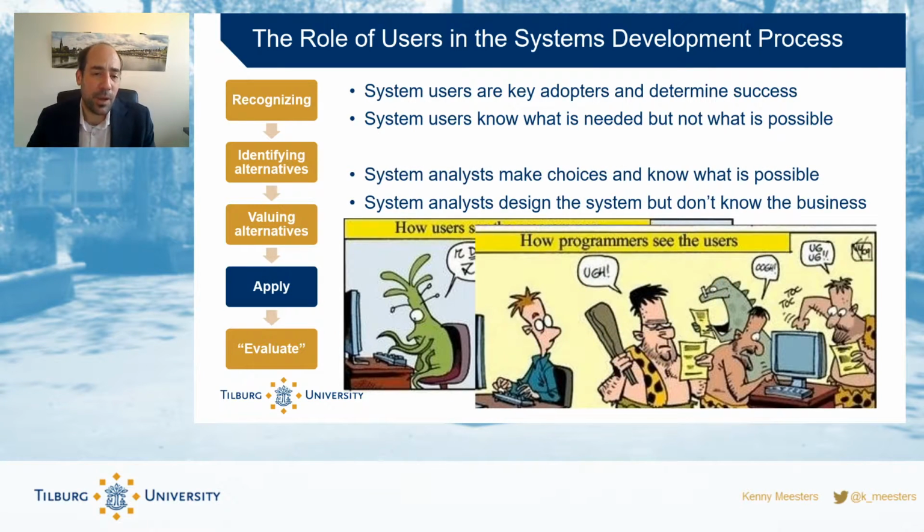On the other hand, you have system analysts, developers, and programmers. They have to make choices, and they know what is possible or what the limitations are, but they don't always know the business side. Often the programmers will see the users as cavemen or women who don't understand how computers work and don't understand the limitations. So a key thing is that a bridge needs to be formed between system users, understanding their requirements and needs, and translating that into what is possible, feasible, and makes sense, considering this project triangle of time, resources, scope, and quality in the middle.